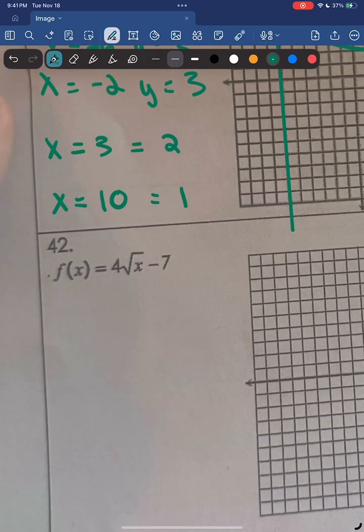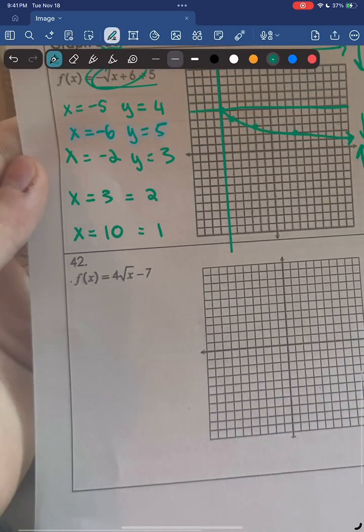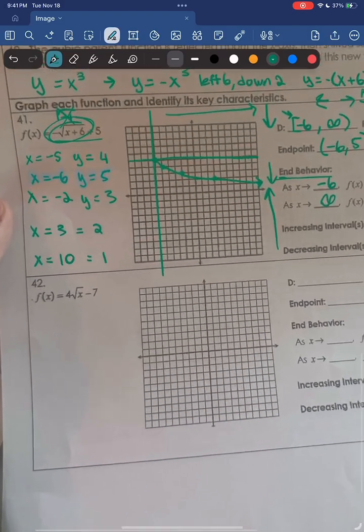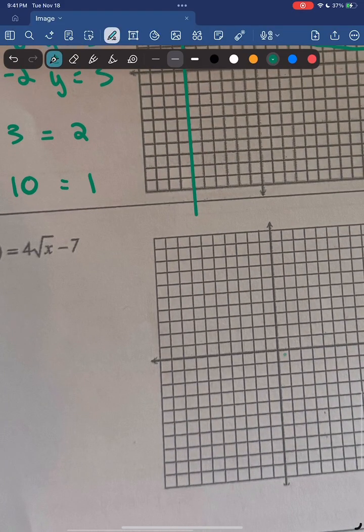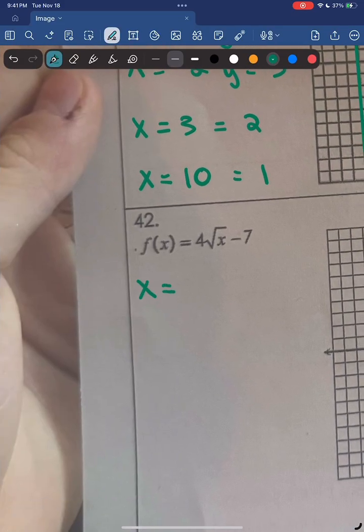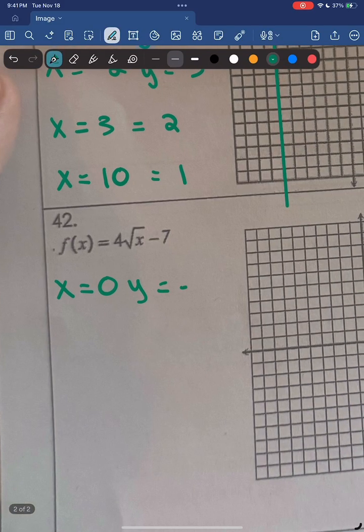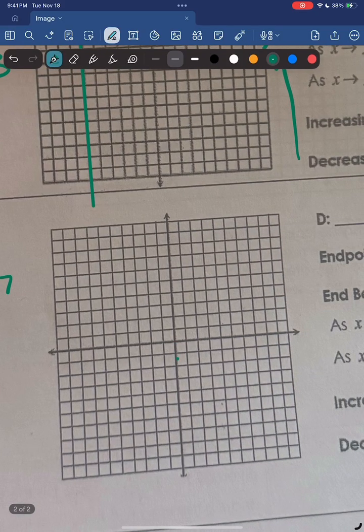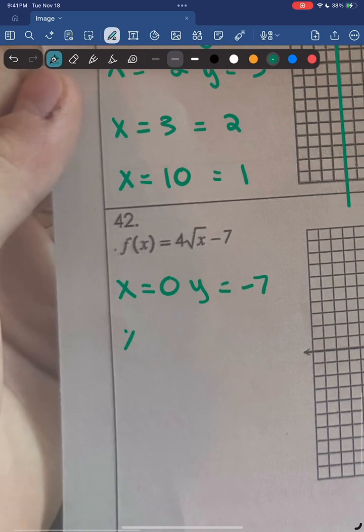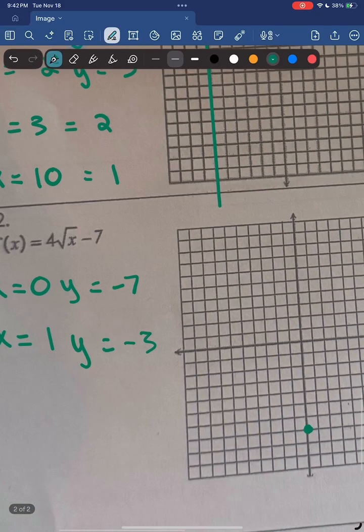Now for this next one, it's very, very similar, right? So we have the horizontal stretch of 4 and it's shifted down 7, right? So we can start graphing some points. If we plugged in x equals 0, y is going to equal negative 7. So we can go down 0, 1, 2, 3, 4, 5, 6, 7, right? Now x is equal to 1, so we have the square root of 1, which is 1, multiplied times 4 is 4, minus 7, we have negative 3. So we have 1, 1, 2, 3.